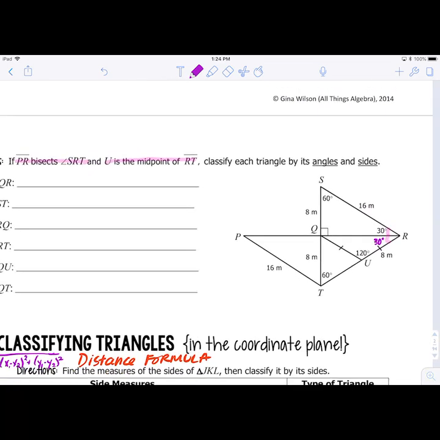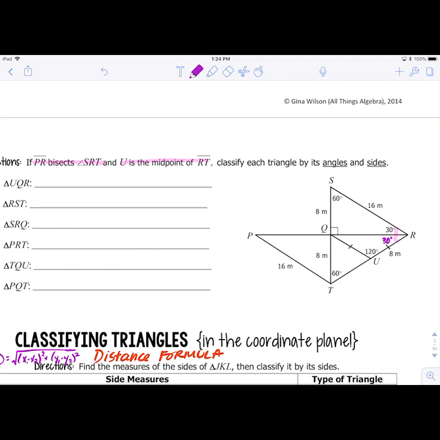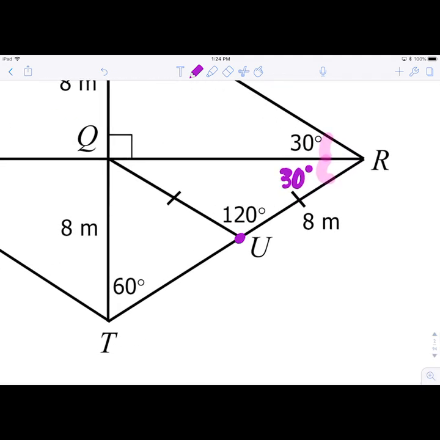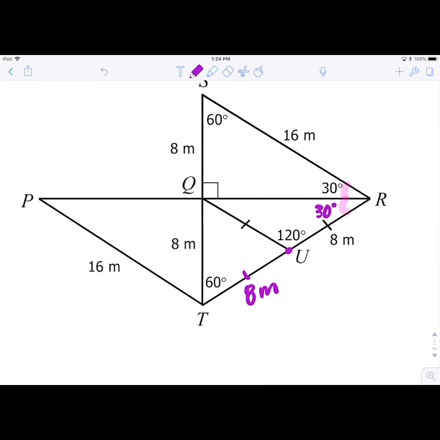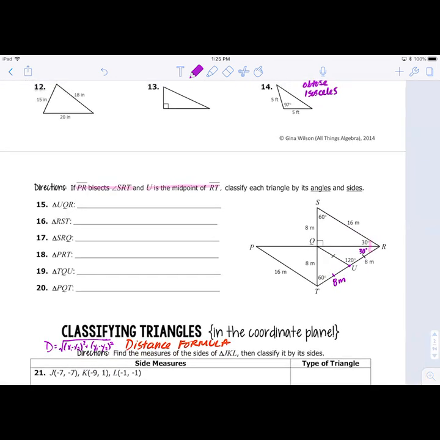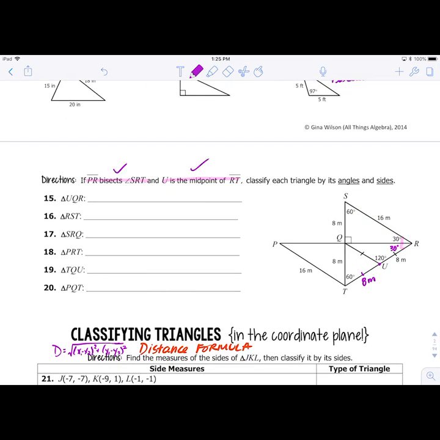The other thing we know is U is the midpoint of RT. And so here's U, use the midpoint. RT is that segment. We already know that UR is 8 meters, so how much is TU going to be? If they're congruent, it's going to be 8 meters as well. Well, how do I know they're congruent? By the definition of a midpoint: a point on a segment that breaks the line into two congruent halves. So that's how I know those are going to be congruent. All right, so we've taken care of both of these pieces.